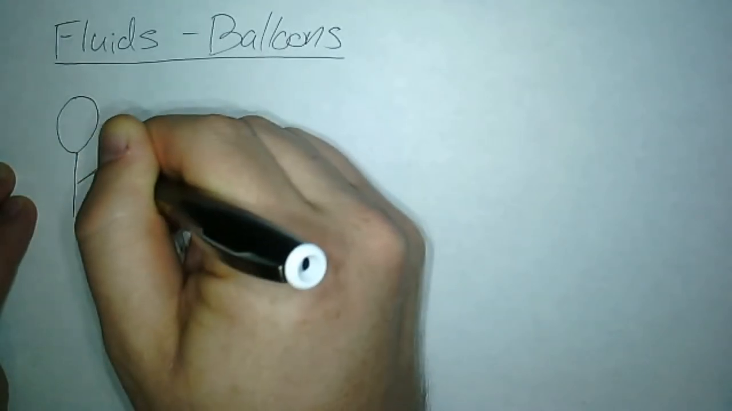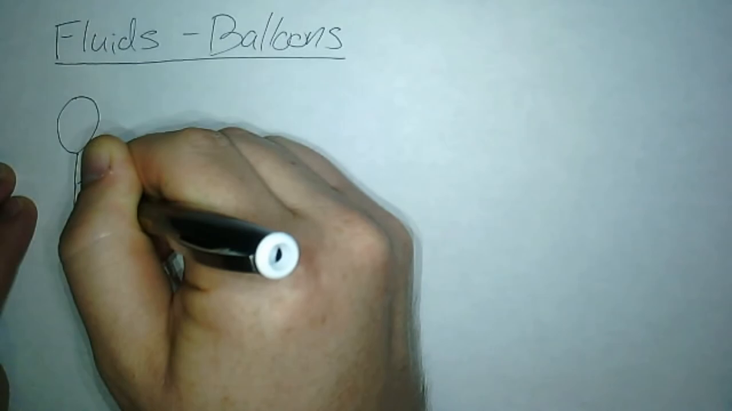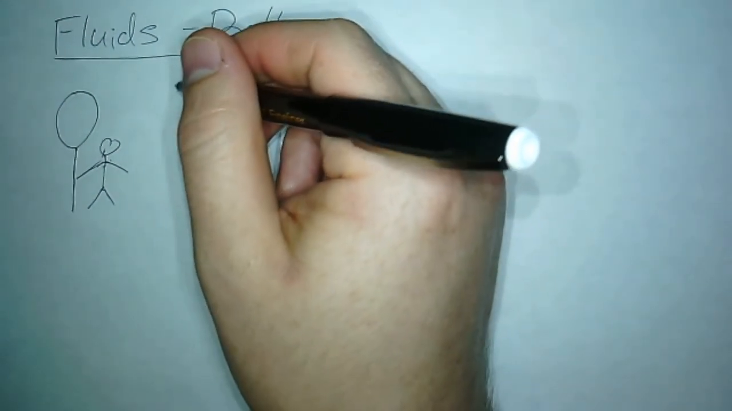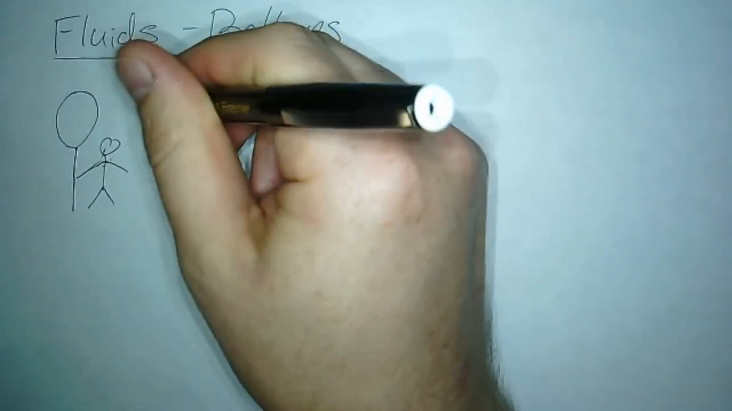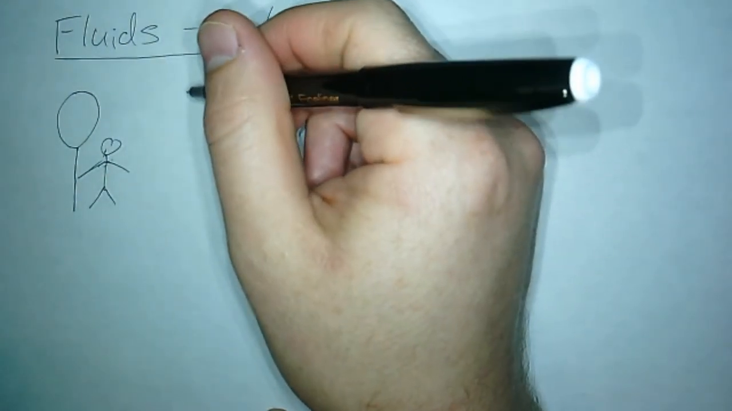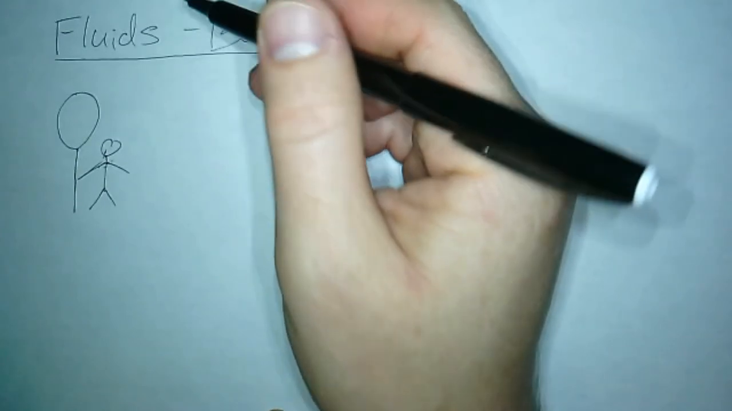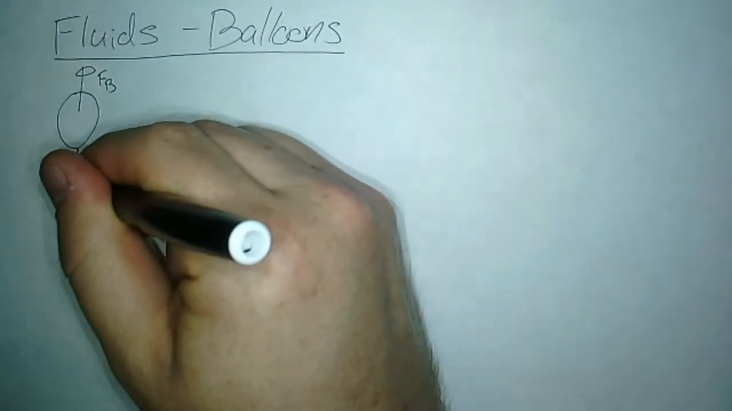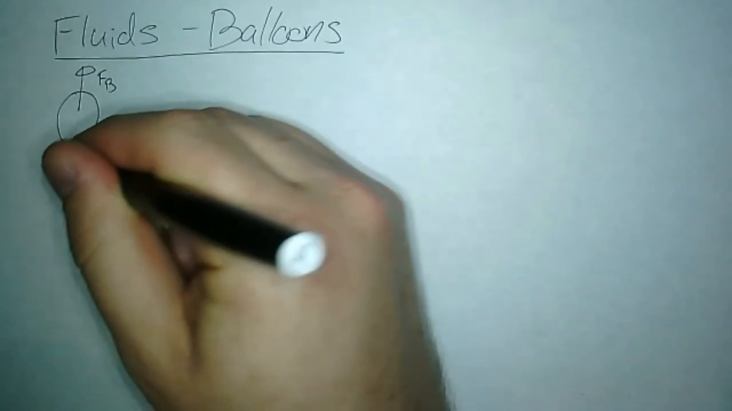This is a massive balloon, to be clear. And also, the kid has freakishly long arms. All right. So, what are your forces on the balloon? Well, you obviously have to have some upward force to make it float, right? So, you're going to have a buoyant force. And then you have to have a tension coming down to hold it down.